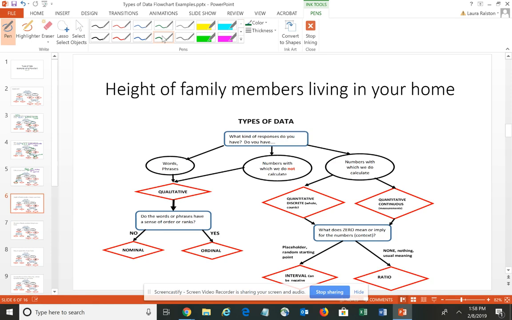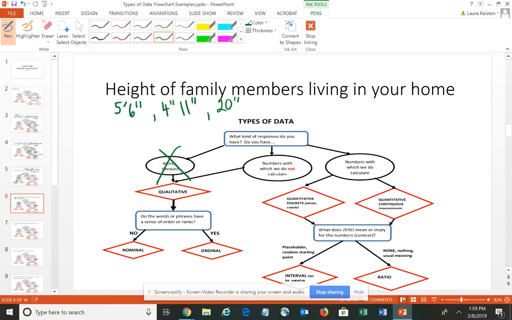So again, think about the question and what kind of responses you would get. If I walked up to you and said, how tall are your family members? You might say something like they're 5'6". You could say they're 4'11". You might even say, if it's a small infant, they're 20 inches long, because we typically measure babies' lengths in inches. So you're getting numbers, which rules out words or phrases.